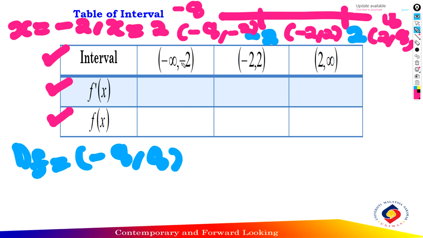Okay, and in the first row you put the intervals of the cubic function: negative infinity to negative 2, first interval, second interval, negative 2 to 2, and third interval, 2 to positive infinity. Okay, between negative infinity and negative 2, you pick the nearest value, the nearest value before negative 2, this one, negative 3.